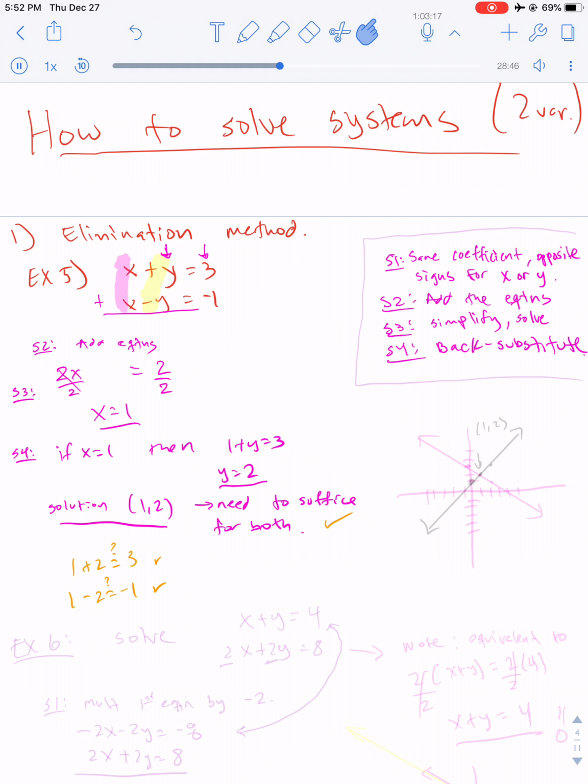Now, a second method would be substitution, but we're not going to be using substitution in this case. We're going to be using this elimination method. So now let's move on to example 6. And we're still solving for our equation. So example 6.